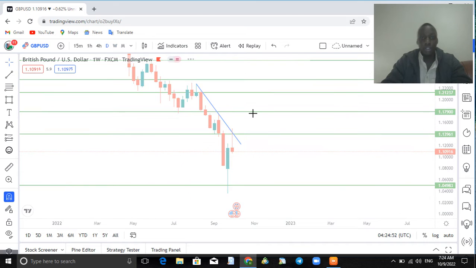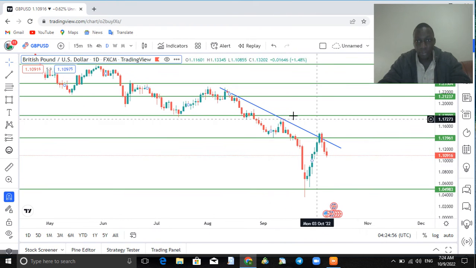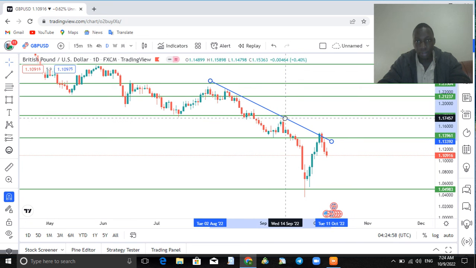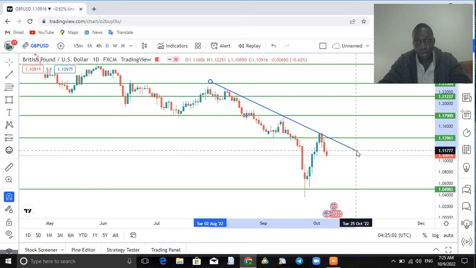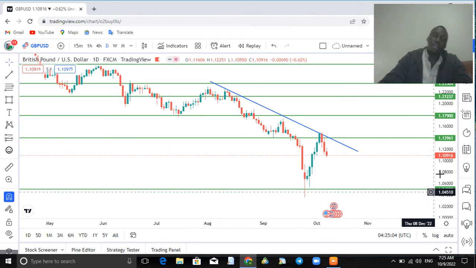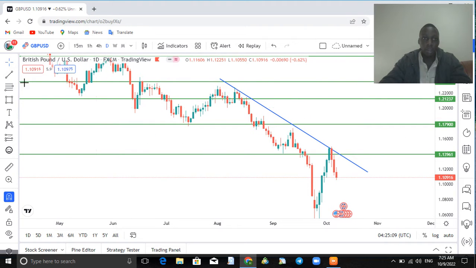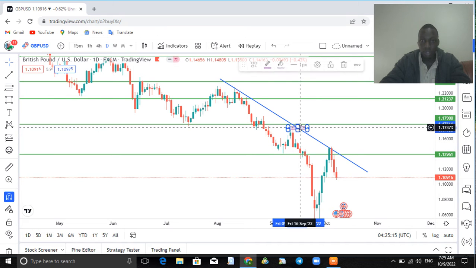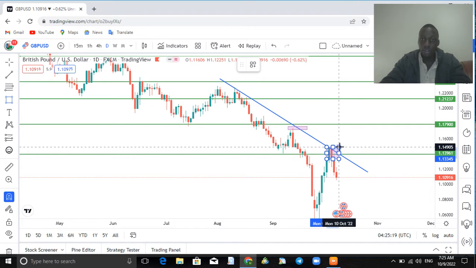lower time frame, which is the daily time frame. Now when we go to the daily time frame and make this trend line of ours clear, you can see that we have what we call a trend line bounce. I don't know guys if you know a trend line bounce. So we have what we call a trend line bounce.